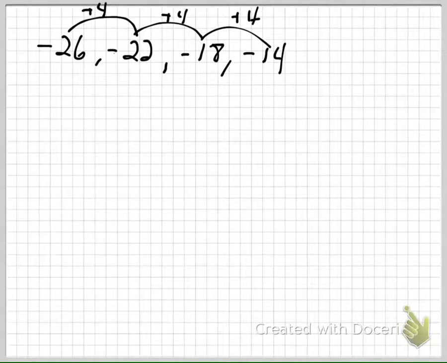What is the common difference? You wouldn't say plus 4, you'd say the common difference is 4. If it was -4, you would say the common difference is -4. Does that make sense? Okay, I think you guys have that down.